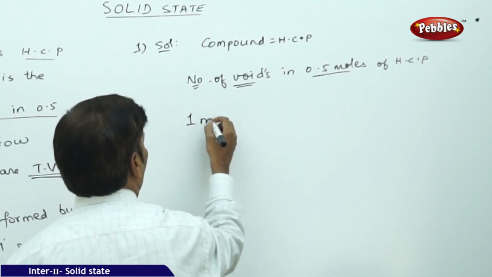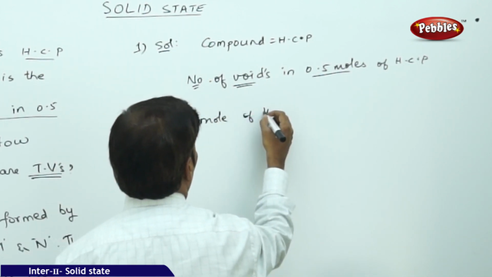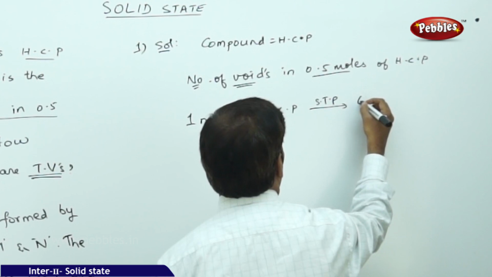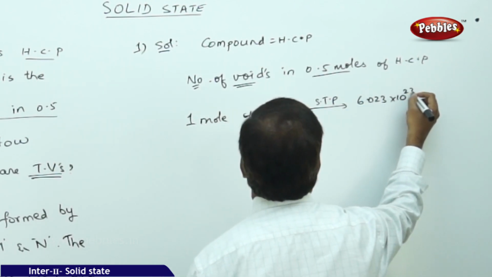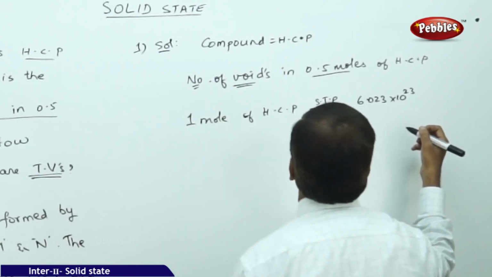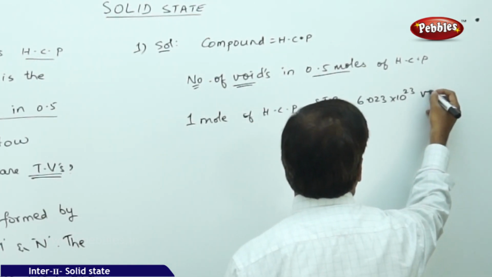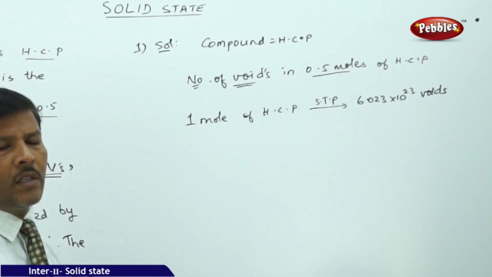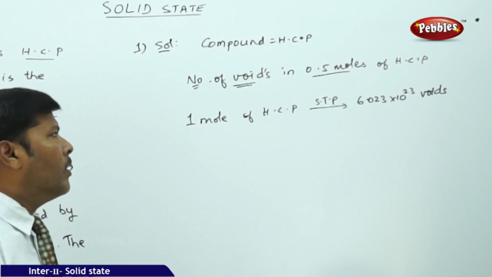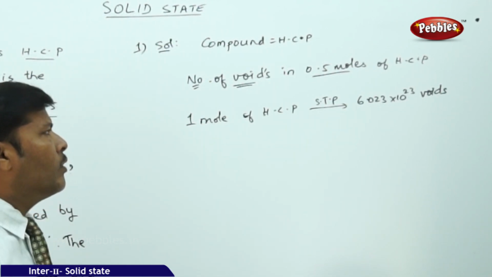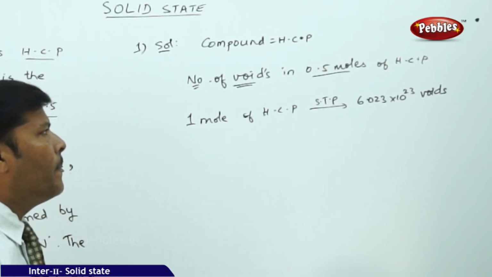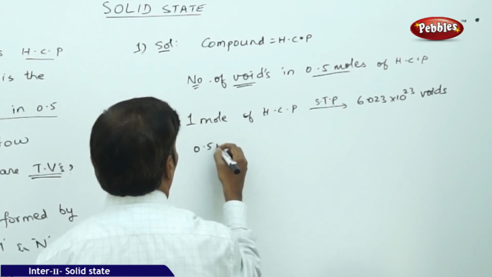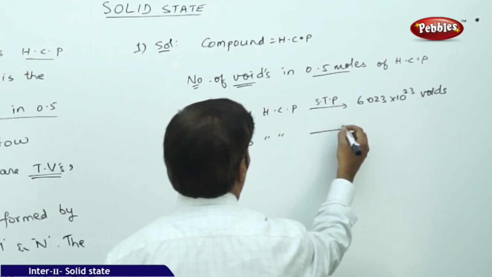So let us put it like this: 1 mole of HCP at STP contains Avogadro's number, 6.023 into 10 to the power of 23 voids, because you know very well that 1 mole of any substance contains Avogadro's number of particles. So 1 mole of hexagonal closed packed structure at STP should definitely contain 6.023 into 10 to the power of 23 voids.